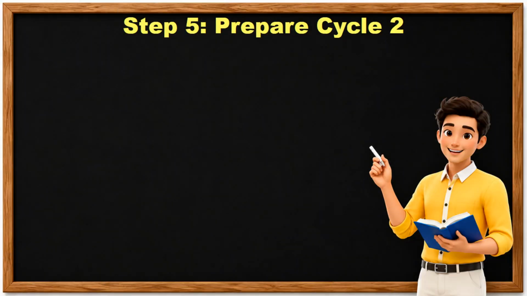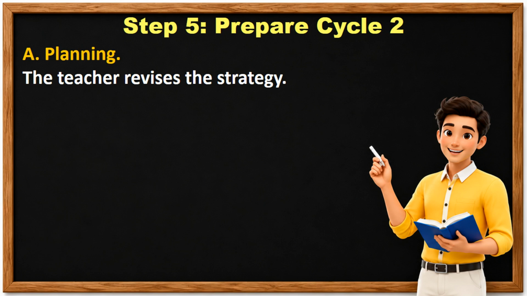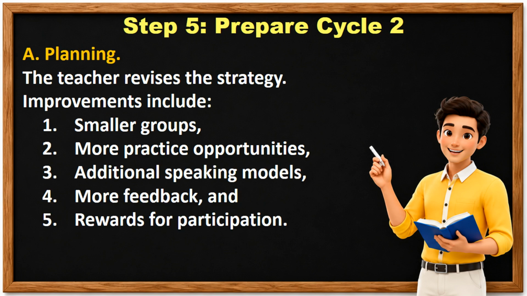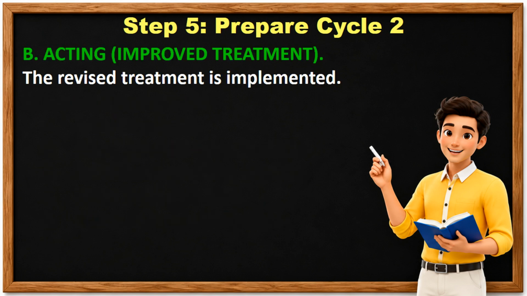Cycle 2. The second cycle is based on the weaknesses identified in Cycle 1. A. Planning. The teacher revises the strategy. Improvements include: 1. Smaller groups. 2. More practice opportunities. 3. Additional speaking models. 4. More feedback, and 5. Rewards for participation.